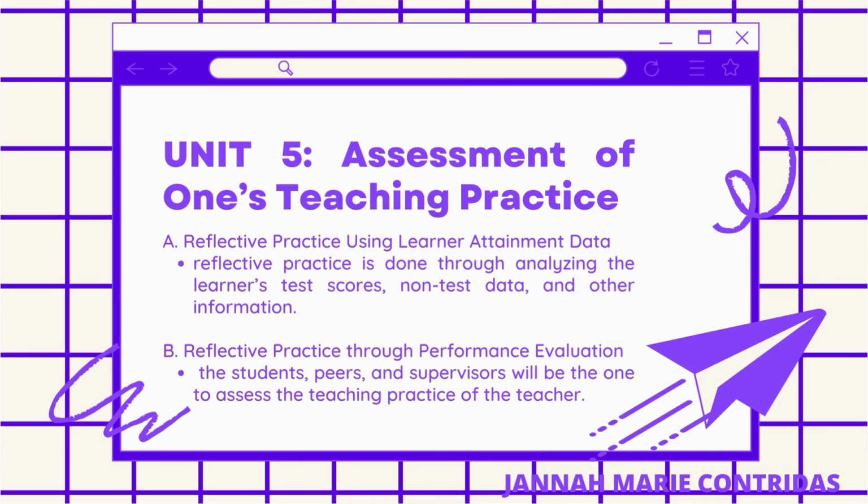Next is reflective practice through performance evaluation from the students, peers, and supervisor. In this case, the students, peers, and supervisor will be the ones to assess the teaching practice of the teacher. This is commonly done per semester or per quarter. The teacher gets grade and written feedback from these people. The written feedback contains the teacher's strengths and points to improve.